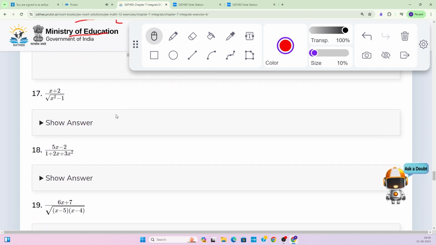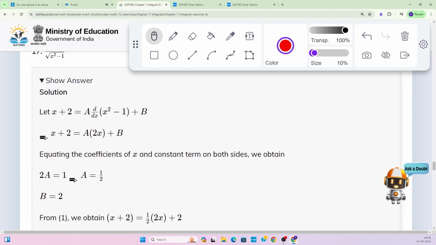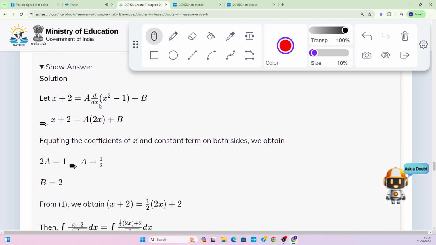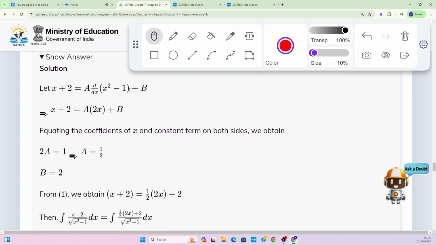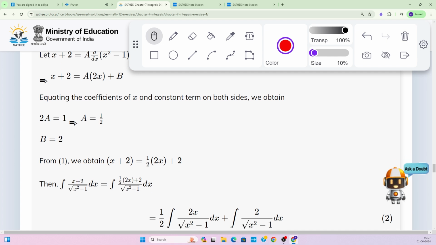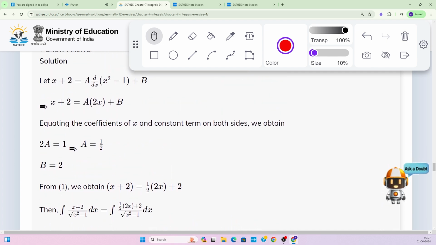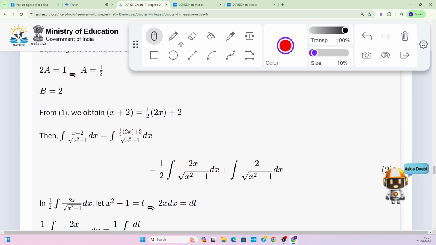This is problem number 17. Let us quickly see the solution. Putting x plus 2 equal to a times the derivative of the thing inside the root, you will have x plus 2 equal to a times 2x plus b. Comparing the x coefficient, a is equal to half and b is equal to 2. So x plus 2 can be rewritten as half of (2x) plus 2.